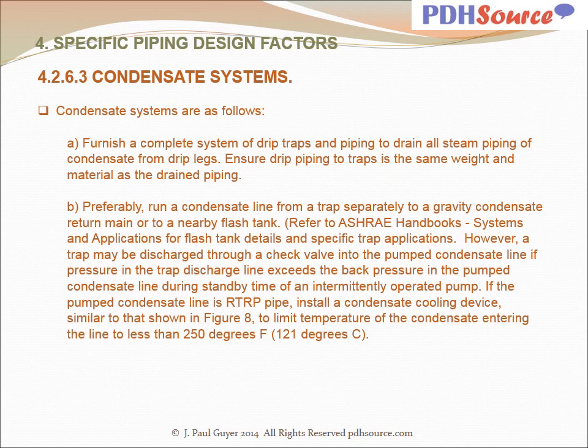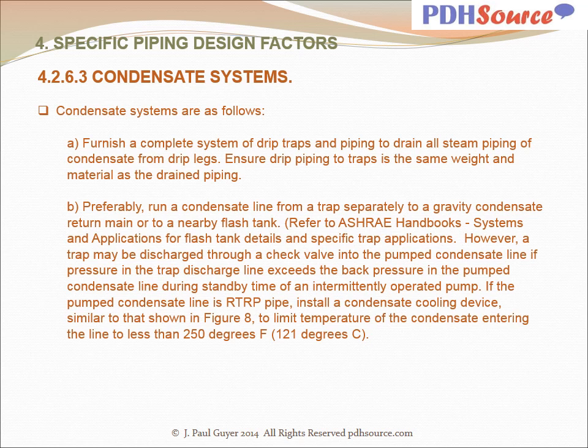For condensate systems, furnish a complete system of drip traps and piping to drain all steam piping of condensate from drip legs. Ensure drip piping to traps is the same weight and material as the drained piping. Preferably run a condensate line from a trap directly to a gravity condensate return main or to a nearby flash tank. Refer to the ASHRAE Systems and Applications Handbook for flash tank details and specific trap applications.